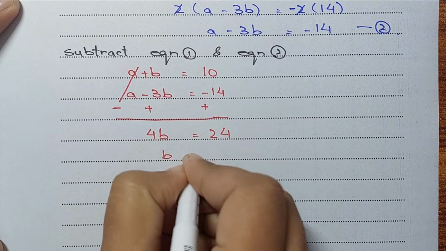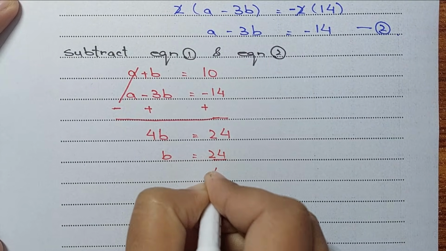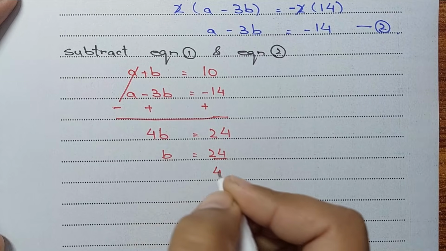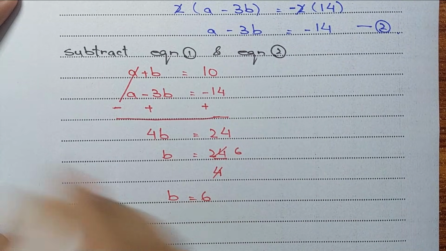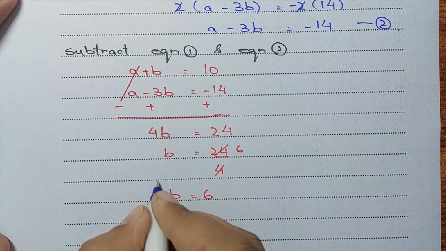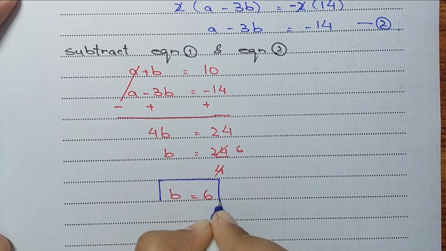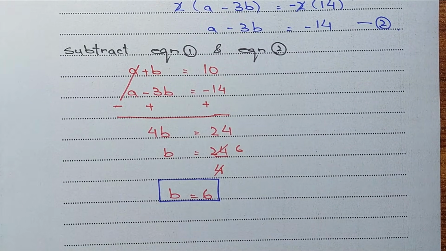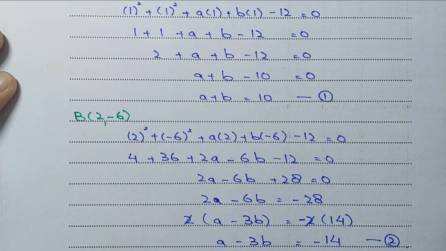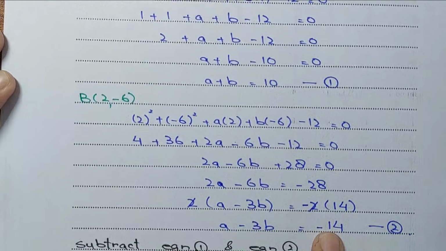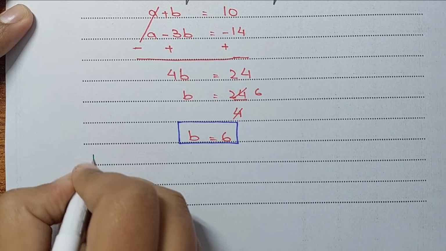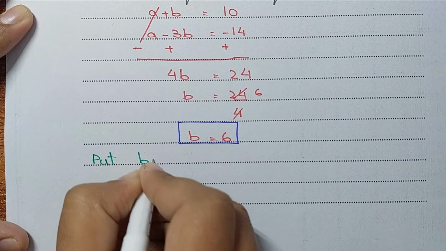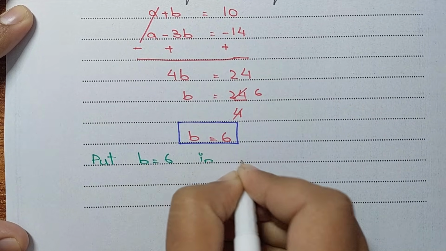So b would be equal to 24 divided by 4, and 4 times 6 is 24. So b is 6. We are done with the b value, which is equal to 6. Now we got the b value. Plug the b value into your first equation or your second equation and solve for a. So here we can say put b equals 6 in equation 1.